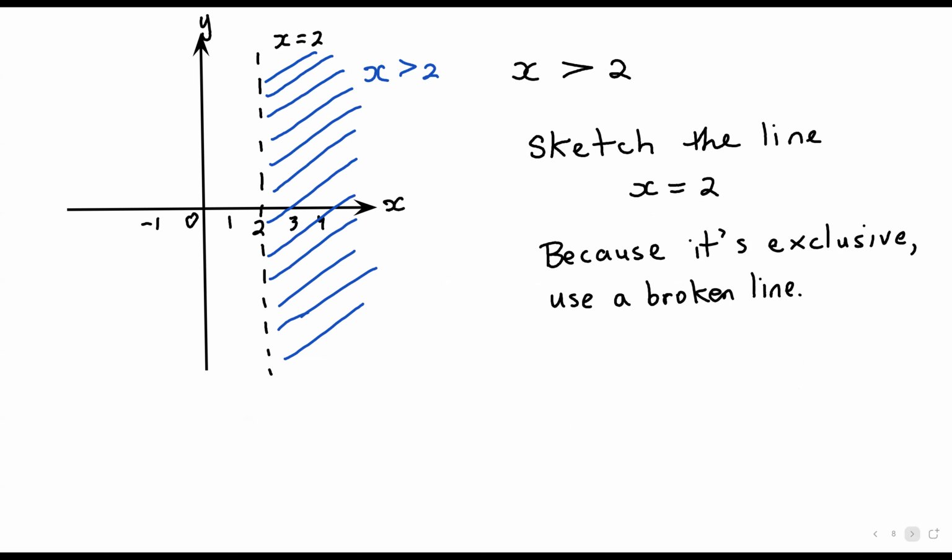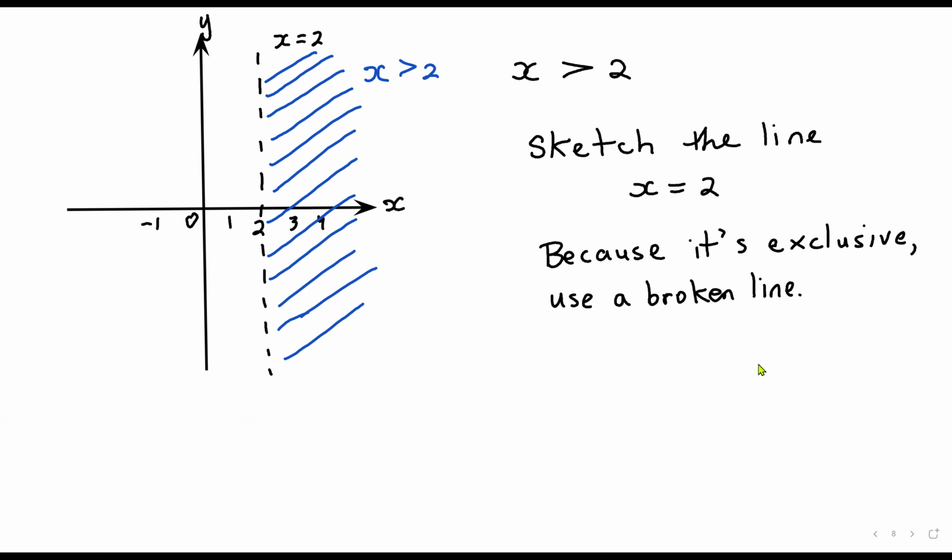Now, when you are showing the region that satisfies an inequality on a graph for exclusive inequalities, that is greater than or less than, you have to use broken lines. The steps to show a region on a graph is first to draw the line corresponding to that value. So to show x is greater than 2, you first need to sketch the line x is equal to 2. You're going to use a broken line because it is an exclusive inequality.